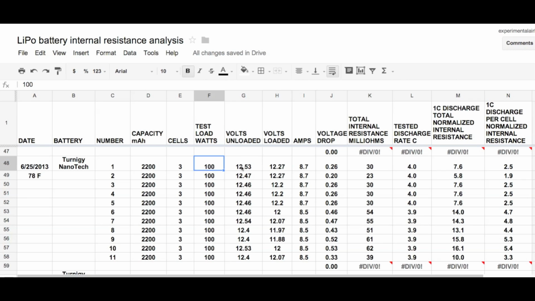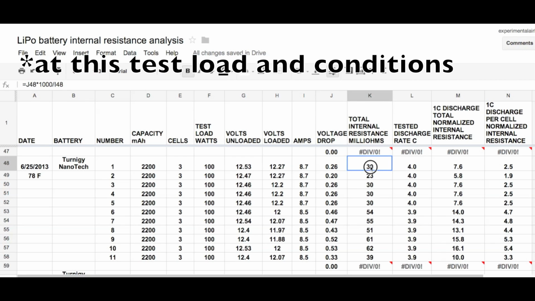Here begins the actual test measurements. First, the unloaded voltage, 12.53 volts, under a 100 watt load, delivering 12.27 volts, and the measured amperage of 8.7 amps. The calculated voltage drop here is 0.26 volts, and when divided by 8.7, and then multiplied by 1,000 to get milliohms, yields 30 milliohms total internal resistance for this pack.